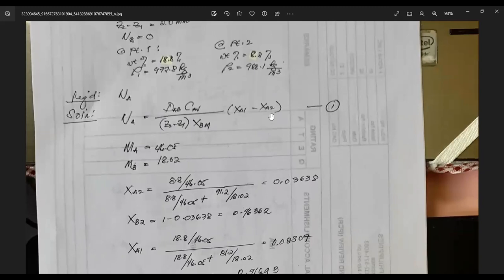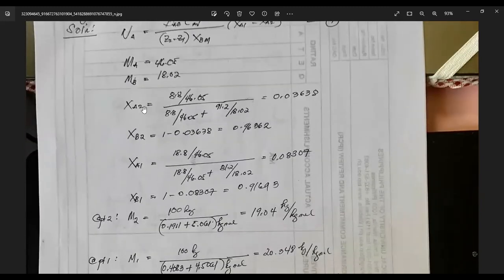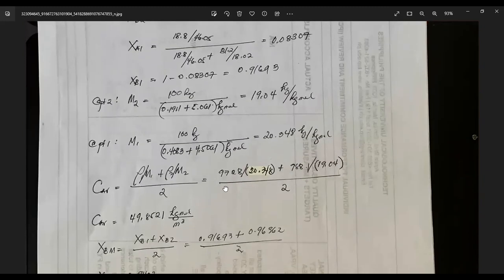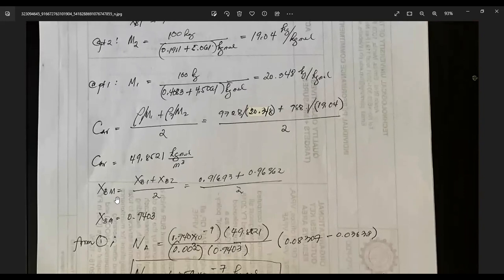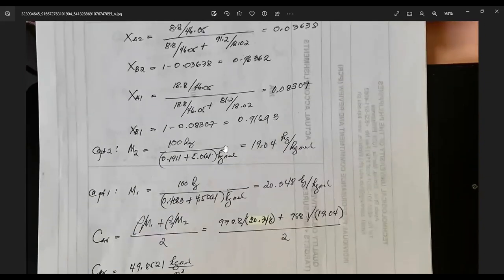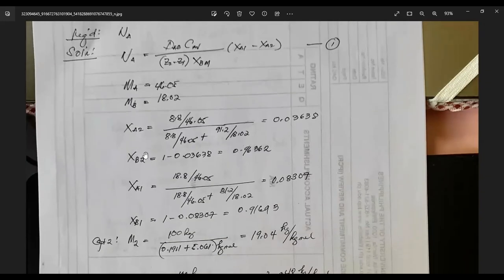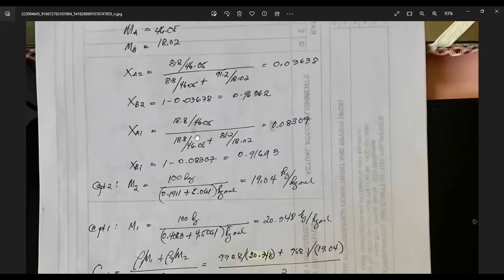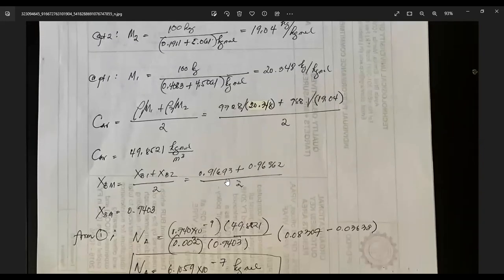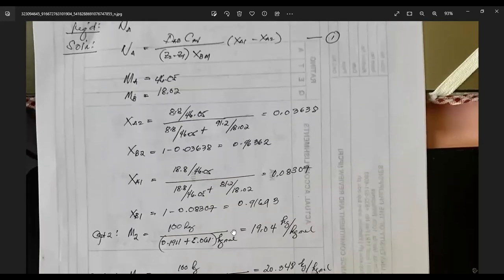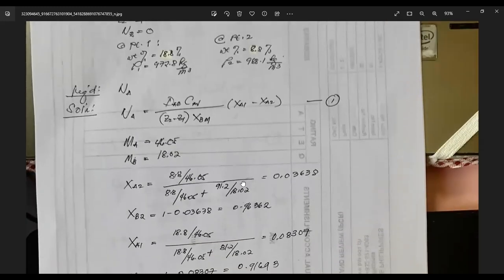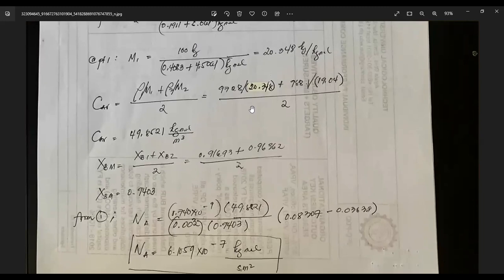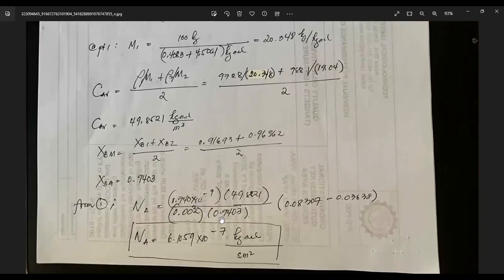The XA1 and the XA2, we have it here already. So your XBM is the average of XB1 and XB2. So we have determined it here. So you just get the average. So this is it. Since you have everything already determined, you go back here and substitute. So you substitute everything in 1.